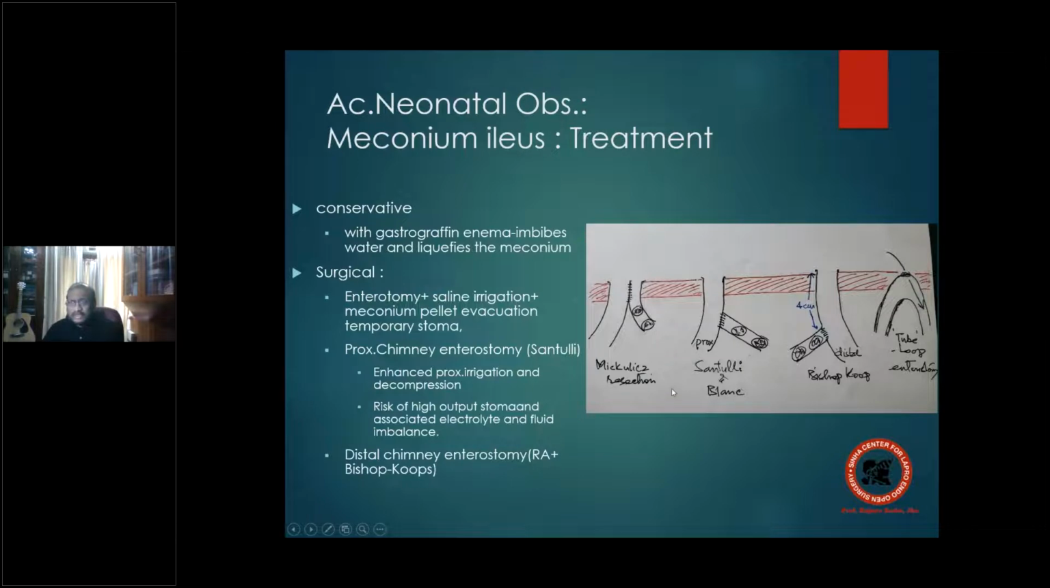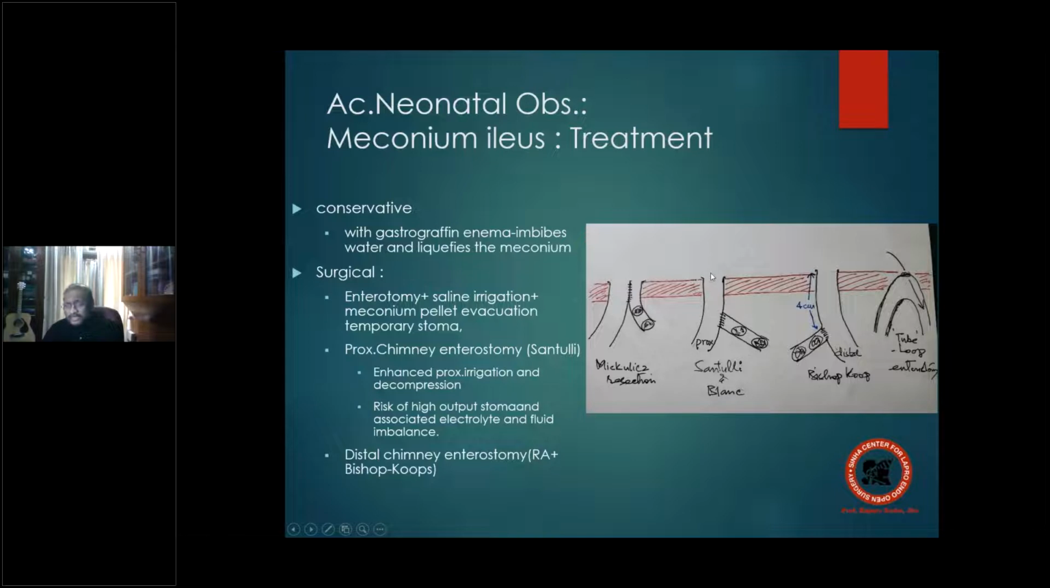So here also there are two types of chimney enterostomy which can be done. In one, the proximal, that means this is coming from the stomach and this is the proximal limb, this is the distal limb. So in one, the proximal limb has been brought out as an enterostomy and the distal limb is anastomosed to the proximal limb out here, right? So here, instead of a loop, suppose you cut it from here and you anastomose here, this will give rise to what is known as Santulli and Blanc's chimney enterostomy. The problem with this is very easy to understand.